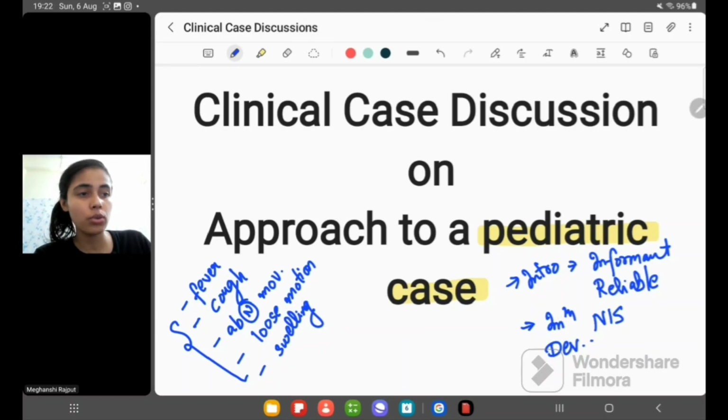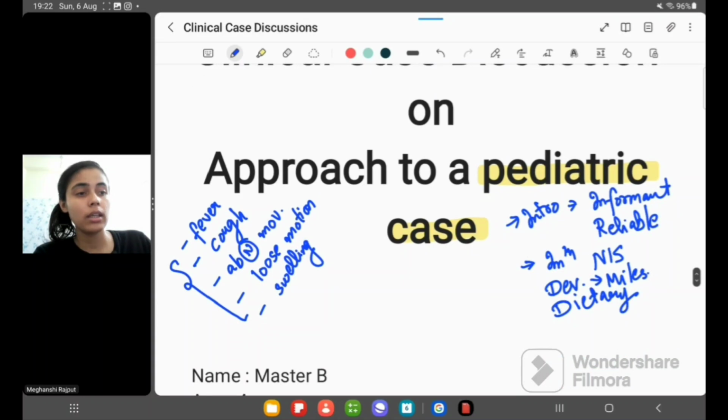So for immunization, and for developmental history, you need to have the milestones on tips, and then the dietary history. The dietary history is of utmost importance. You can flounder on the history of present illness, but not on the dietary history. In every case, in every pediatric age group, dietary history has to be taken.